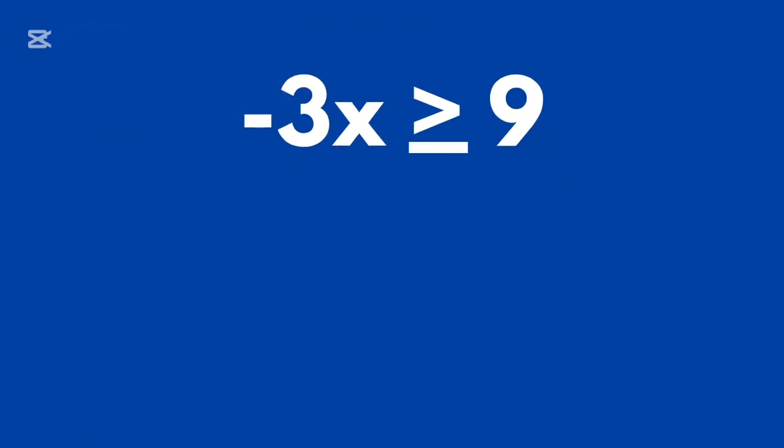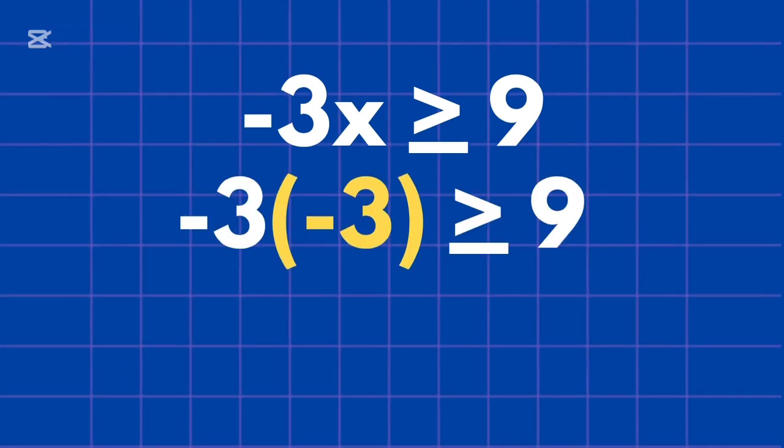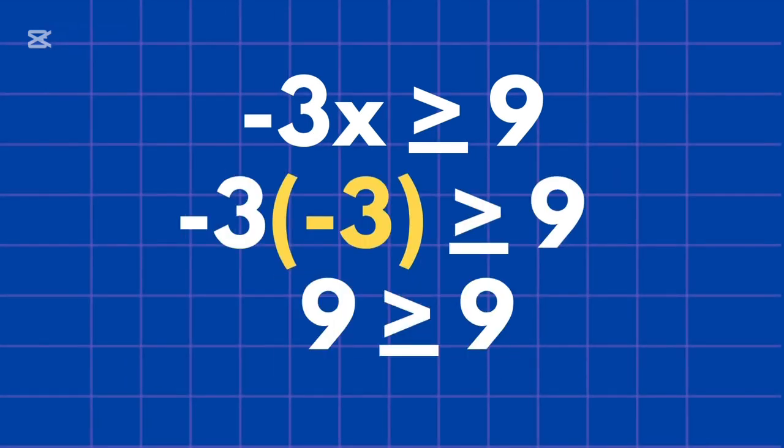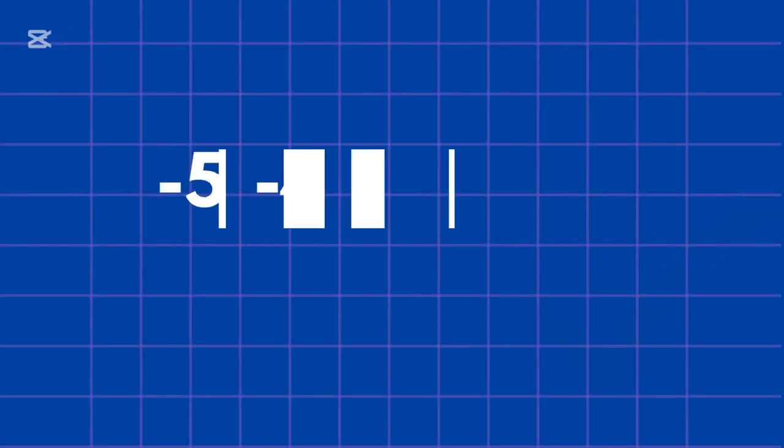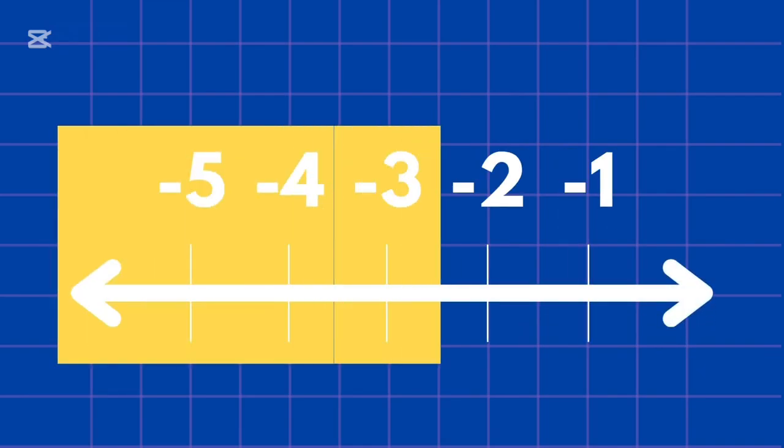To prove we are right, we plug negative 3 back into the equation, leaving us with an answer of 9 is greater than or equal to 9. That leaves us with x is equal to any number less than or equal to negative 3.